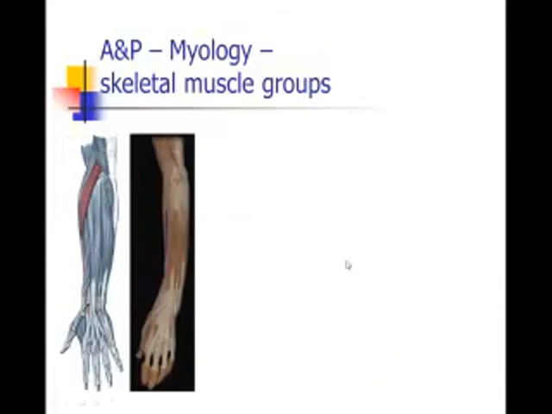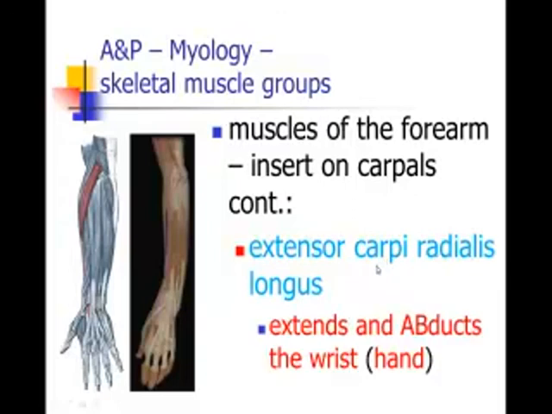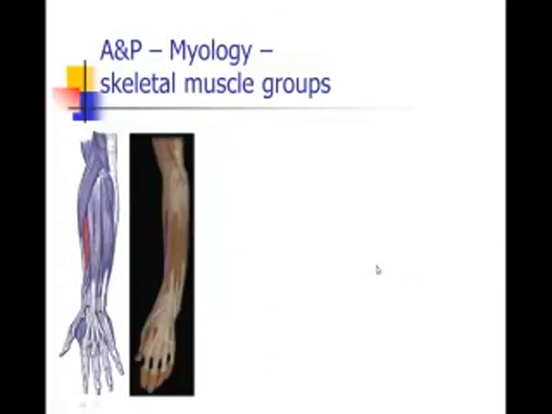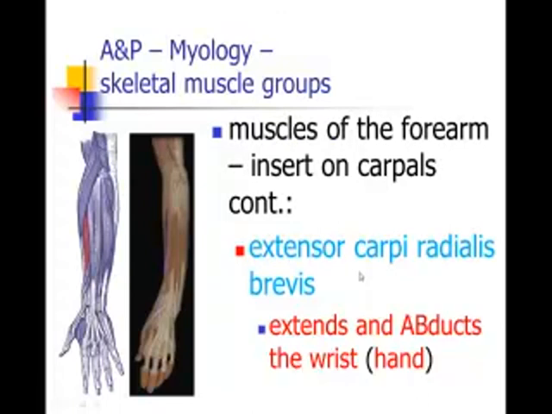to flexing the wrist. Here we have the extensor carpi radialis longus. So extends the carpals, it tells you that. It's on the radial side, so it's also an abductor of the wrist. And then we have extensor carpi radialis brevis. It does exactly the same thing as extensor carpi radialis longus.